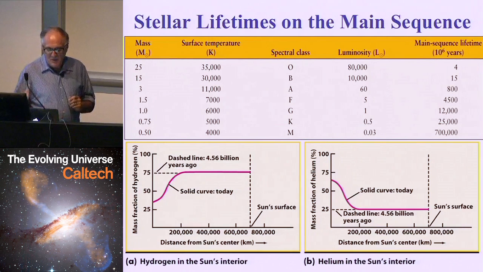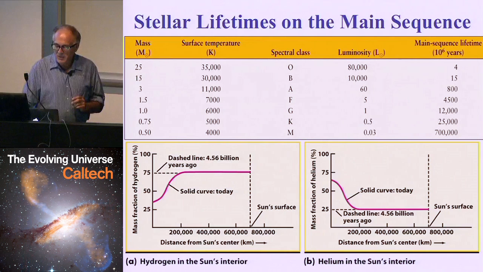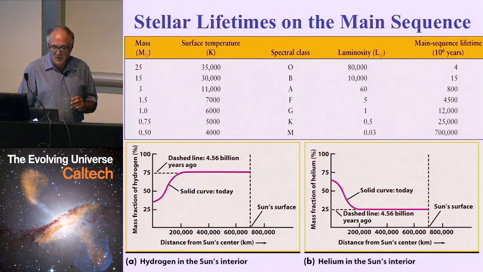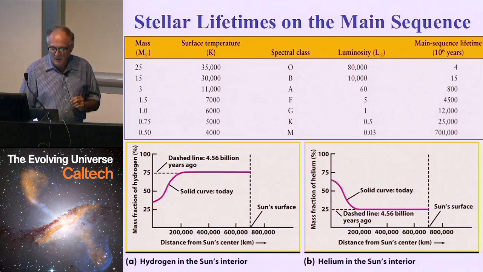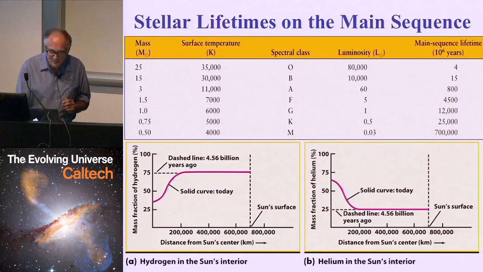A pretty high mass star, 25 solar masses, that's not the highest, will last only 4 million years on the main sequence. The sun will last more like 12 billion years. We're 4.5 billion years into that, and so we've got ways to go. And a half solar mass star will last 700 billion years. So low mass stars will be there forever, essentially.